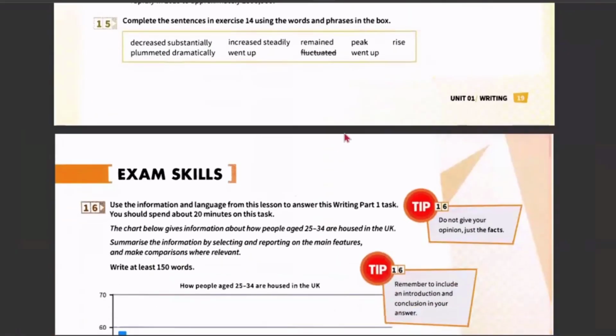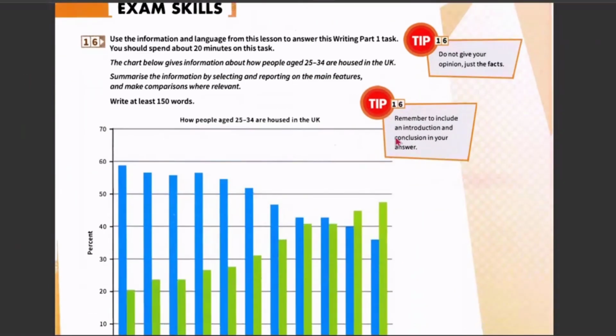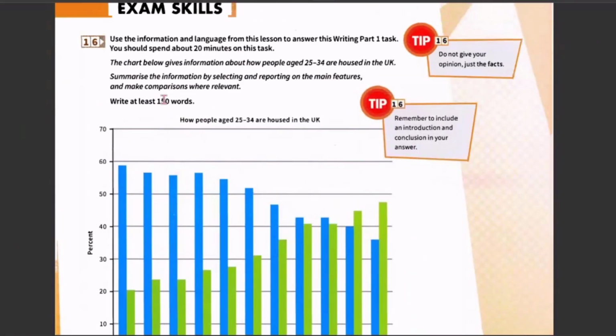You did great. Now that we've completed learning everything about graphs and how we can describe them and put their data into writing when we are describing the diagrams, I would like you to complete this exam skills task and write a paragraph of at least 150 words.